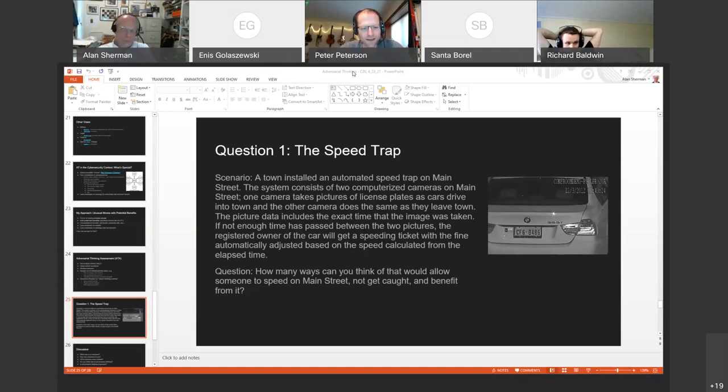I'll share a couple of my favorites. One thing that no one mentioned is enter town in the middle or leave town by a side road. Drive at the speed of light so that your car literally cannot be seen. These are way out there.